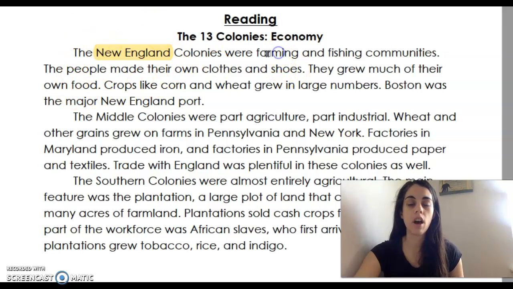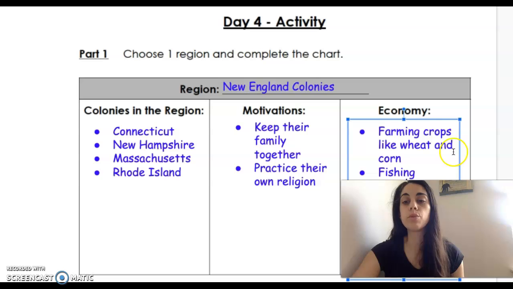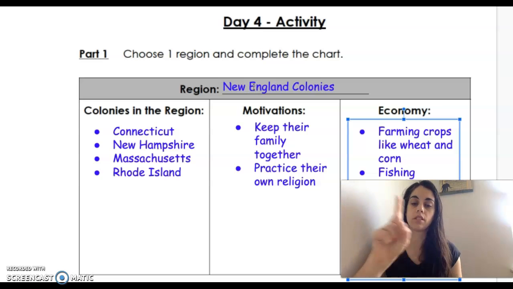I see that the colonists in New England used farming and fishing, pescar. They also grew crops like corn and wheat, maíz y trigo, and they had a port. So I'm going to add this information to my chart. I added the information from the text to my chart under economy. Now I have all the information that I need about my region. Go ahead, pause your video, and do the same thing for your region. You can choose the southern colonies or the middle colonies.